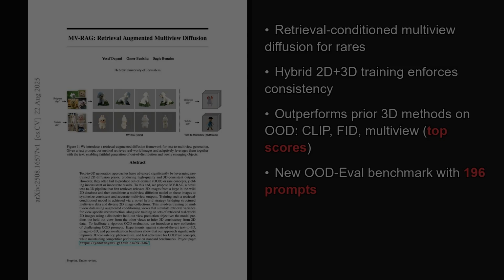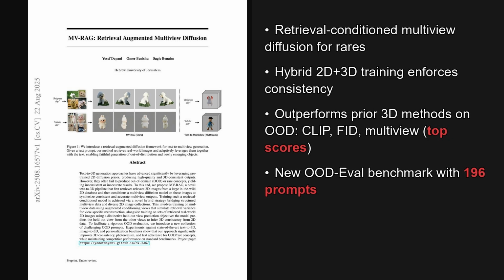Wrapping up, 2 takeaways stand out. Retrieval-conditioned multi-view diffusion fixes rare concept failures by anchoring generations to real images, and the hybrid 2-dimensional plus 3-dimensional training enforces stronger geometry and view consistency. The broader implication is scalable text to 3D that generalizes beyond benchmarks.